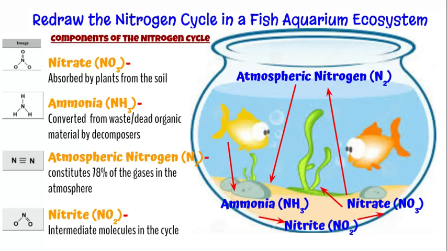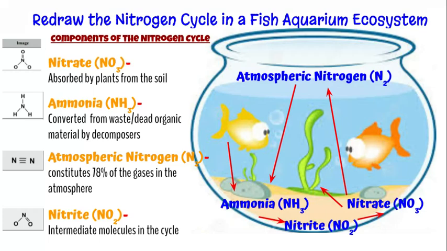The other one that we have is nitrate. And remember, that one has to be absorbed by plants. And so most of you are probably going to put an arrow towards plants from the nitrate. And then the intermediate molecule would have to go in between, which is from ammonia to nitrate. You would need nitrite somewhere.